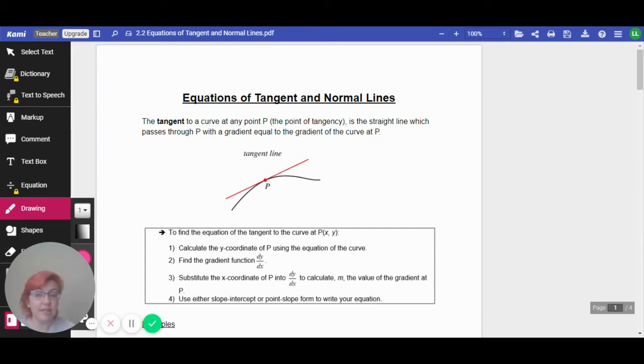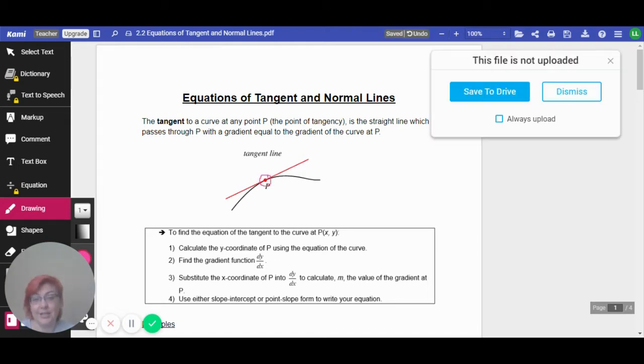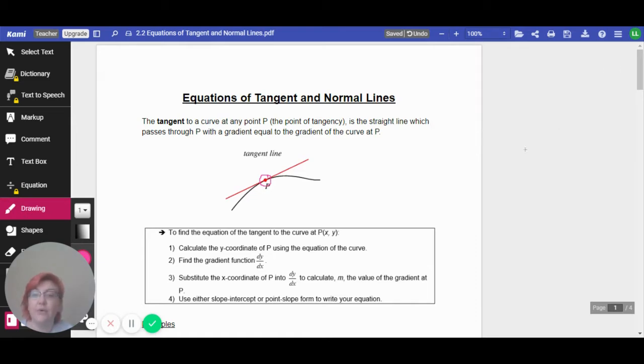Now, like we said last class, we can draw a tangent line to a curve that touches that curve in one and only one spot, called the point of tangency. The tangent to a curve at any point P is that straight line passing through point P, and its gradient is going to be equal to the gradient of the curve at P.